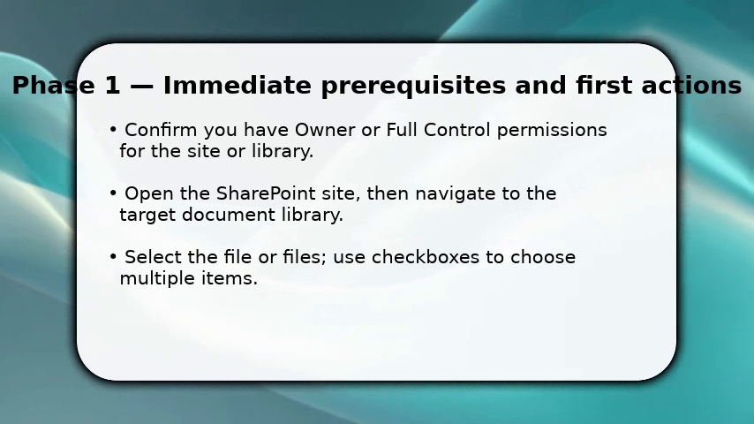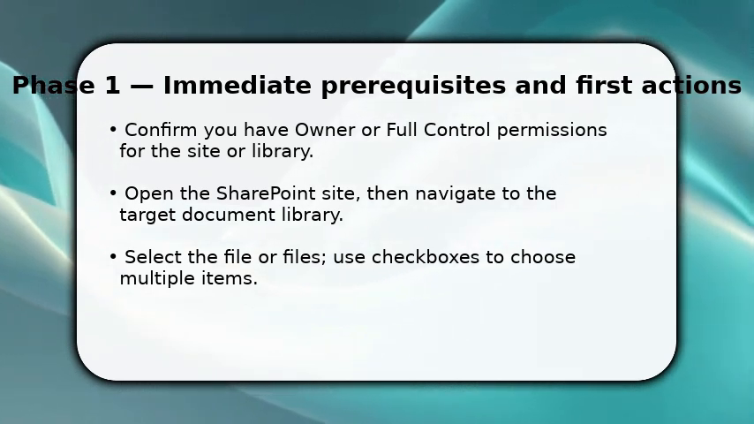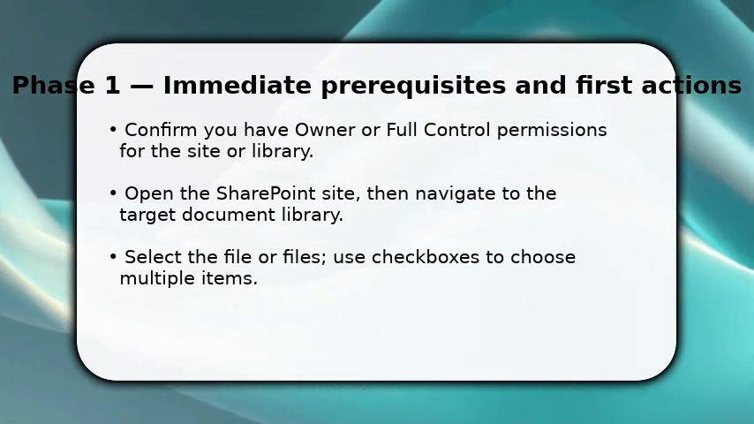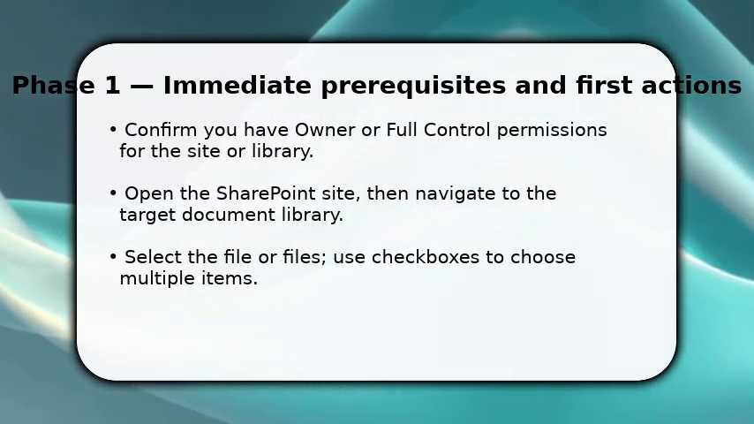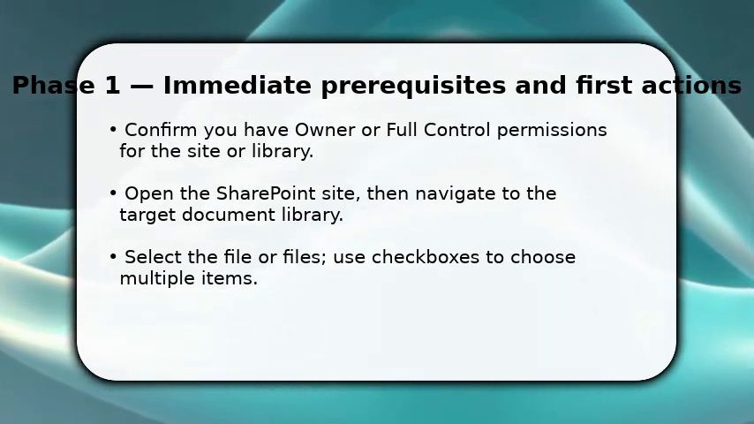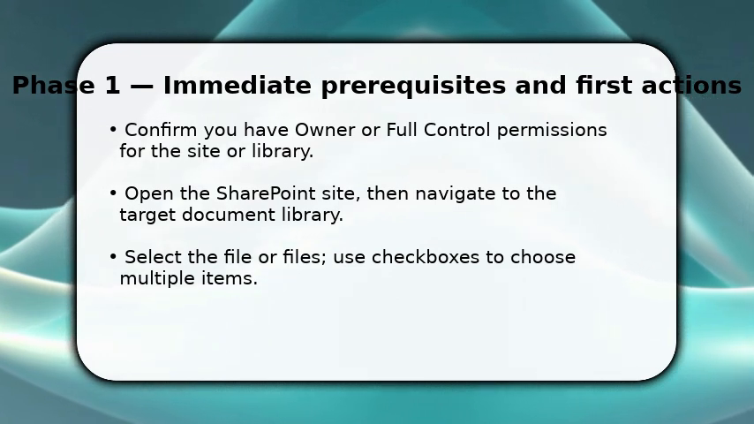Select the single file or multiple files with the checkboxes, and then click the ellipsis or the Details pane to access actions. Make sure to work in the library view, not OneDrive, so your changes apply to the site copy. This gets you ready to set read-only controls immediately.